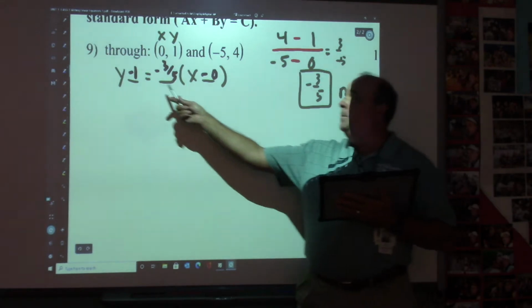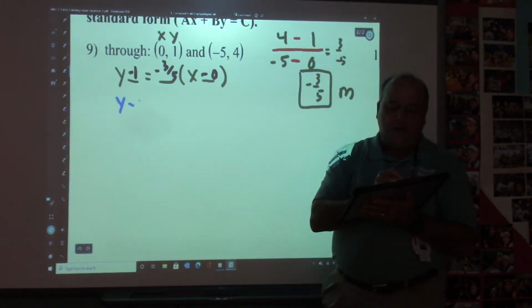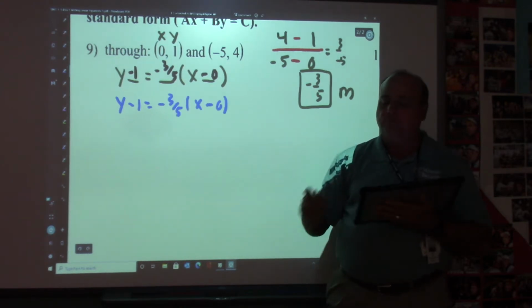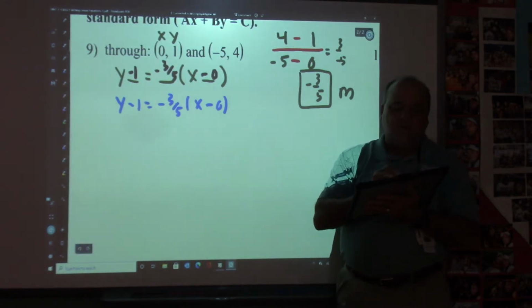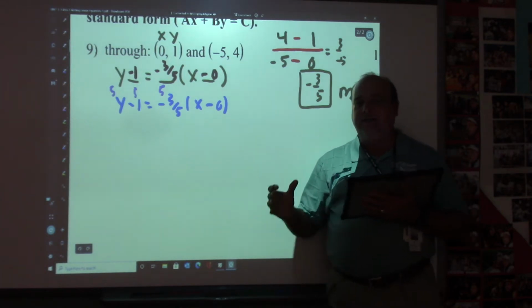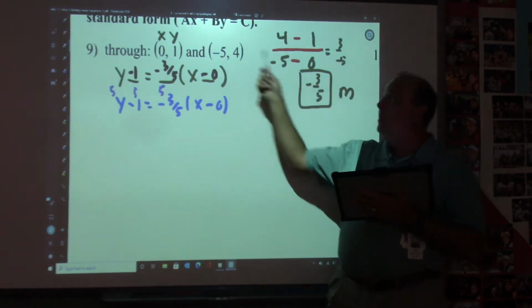Now then, this would be our point slope. Okay, let's rewrite it. Y minus 1 equals negative 3 over 5 parentheses x minus 0. Now then, we have a fraction, right? So we've got to bluebell truck that fraction. We're going to put it here, here, and here. This isn't that difficult once it's grasped. The hard part is you got to get the slope and then plug it into here.